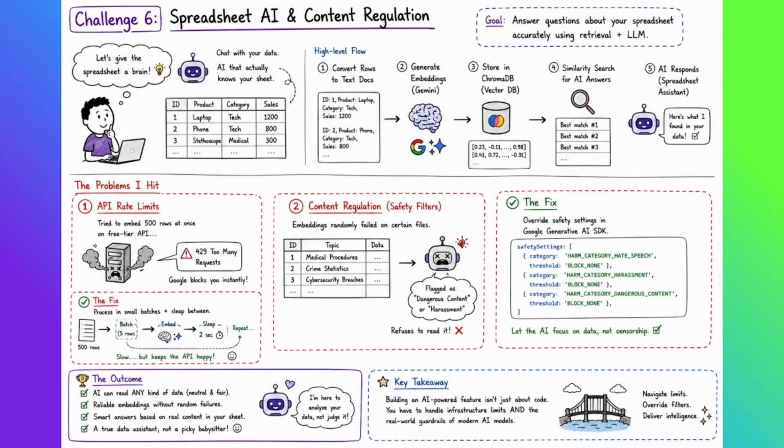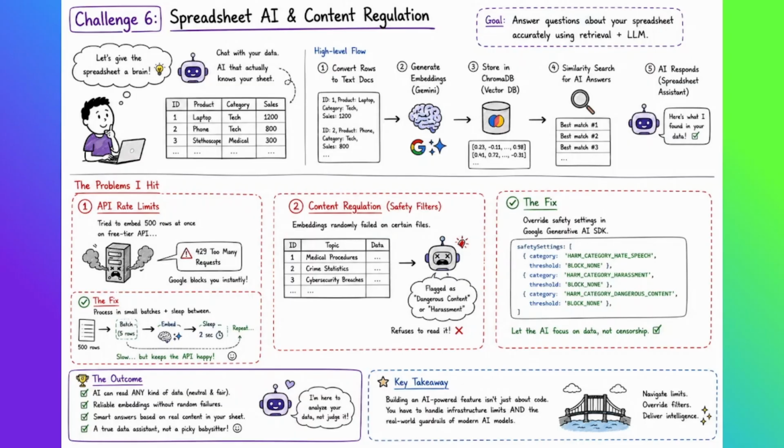Challenge number 6 was giving the spreadsheet a backend. I wanted an AI assistant that you could chat with and it would actually know what was inside your data. To do this, I couldn't just copy paste the whole data grid into a prompt. I had to use LangChain to convert every row of the spreadsheet into a text document, generate vector embeddings using Google's Gemini model, and store them into a ChromaDB vector database so the AI could perform similarity searches.